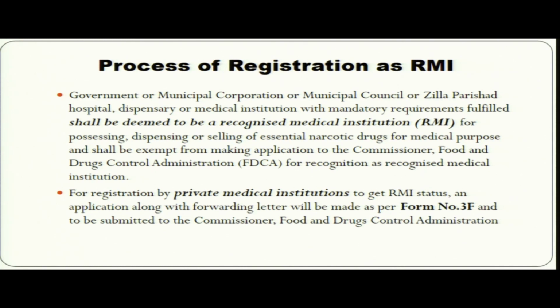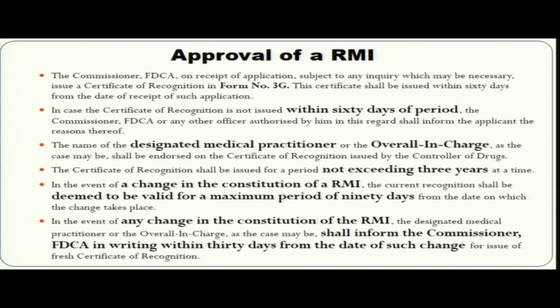For registration by private medical institutions to get RMI status, an application along with forwarding letter will be made as per form number 3F and submitted to the Commissioner Food and Drugs Control Administration. Approval of an RMI: the Commissioner FDCA on receipt of application, subject to any inquiry which may be necessary, will issue a certificate of recognition in form number 3G. This certificate shall be issued within 60 days from the date of receipt of such application.